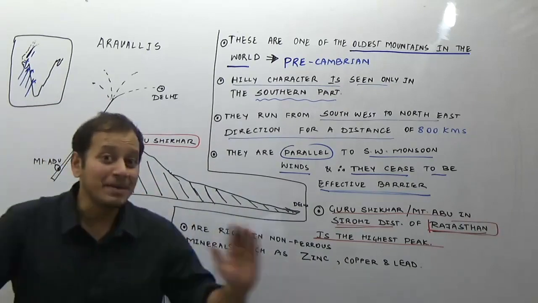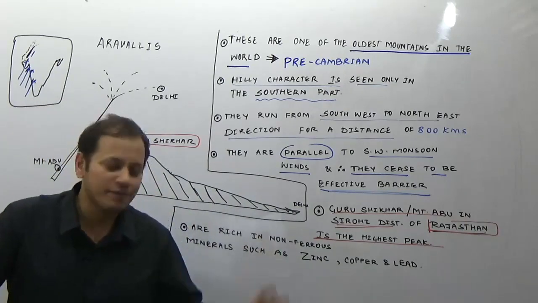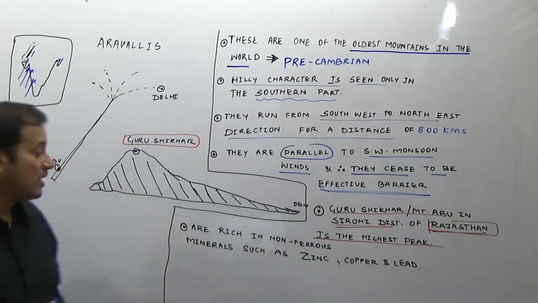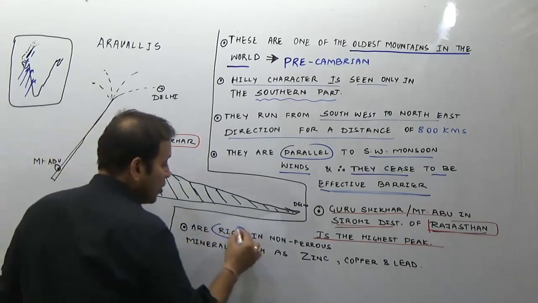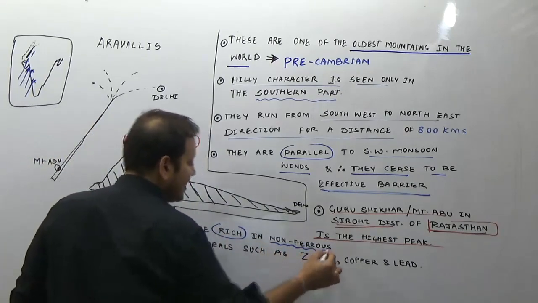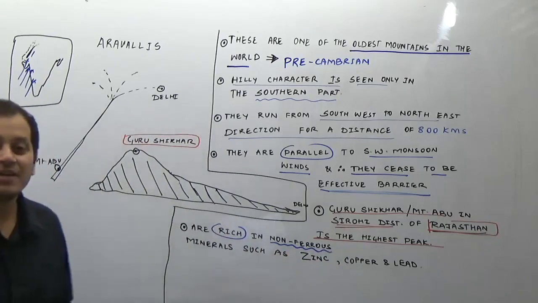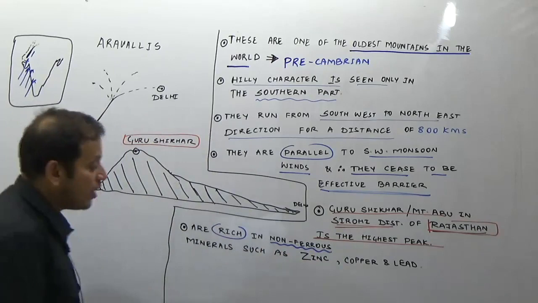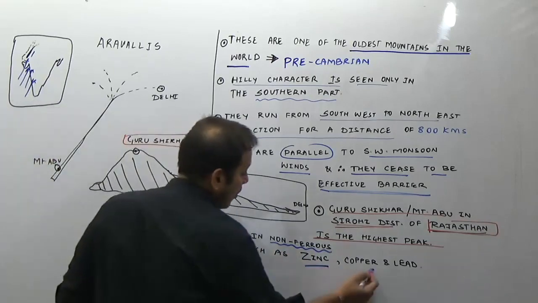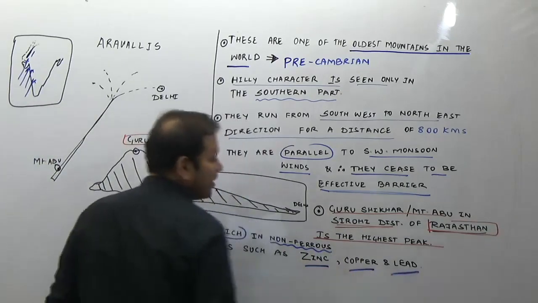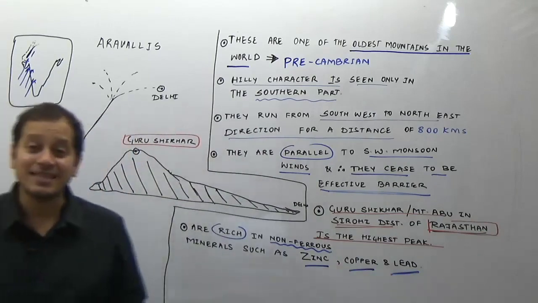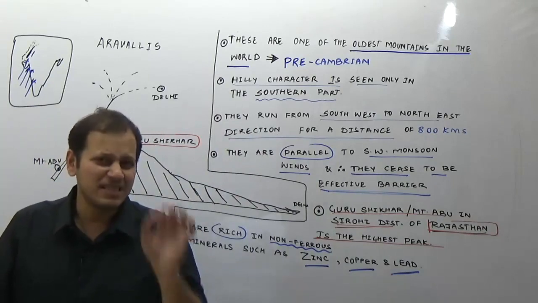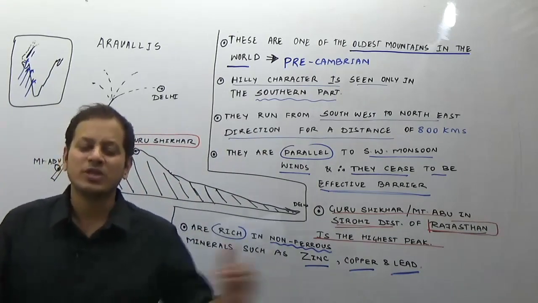Now what about the mineral characteristics? What kind of minerals are found in the Aravallis? Very, very important. The Aravallis are rich in non-ferrous minerals, that is, minerals which do not have iron content. Non-ferrous minerals such as zinc, copper and lead. Now this is all about geography, but there are some related questions which can come.